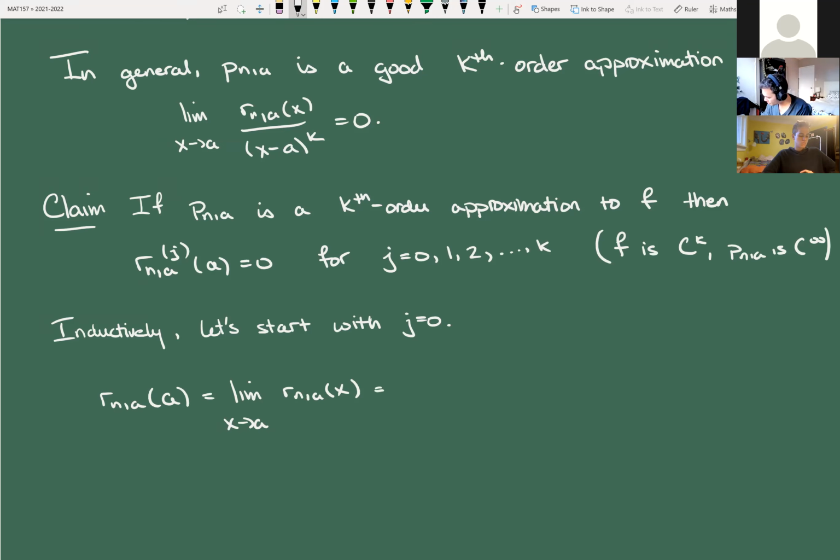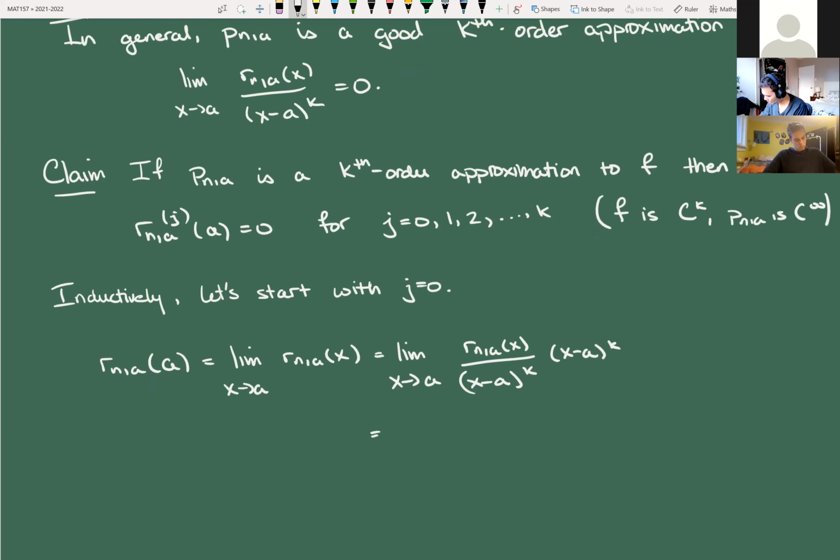And now what I'm going to do is our old trick of multiplying and dividing by (x minus a) to the k. R_n,a(x) over (x minus a)^k times (x minus a)^k. Both of these limits exist. Certainly (x minus a)^k exists, but R_n,a over (x minus a)^k exists by assumption, right? Because we've assumed that R_n,a is a good kth order approximation. So I can limit law this. And both of these terms are just going to become 0, so there isn't anything to do. We're just going to get 0 out.